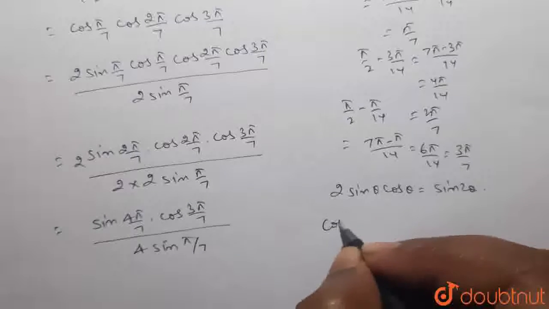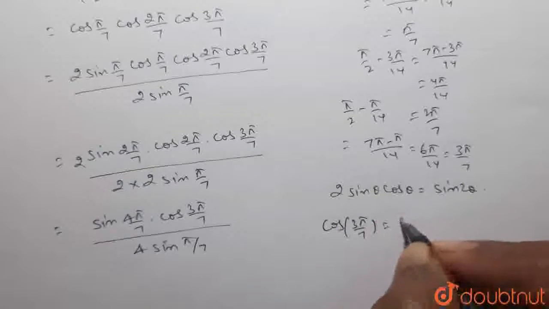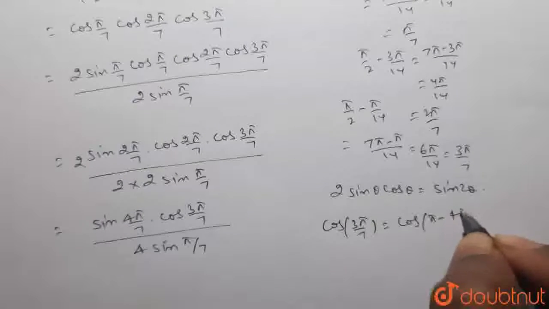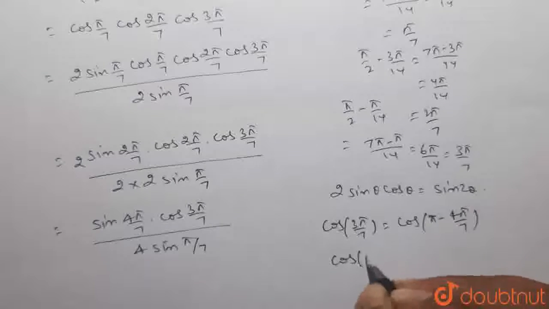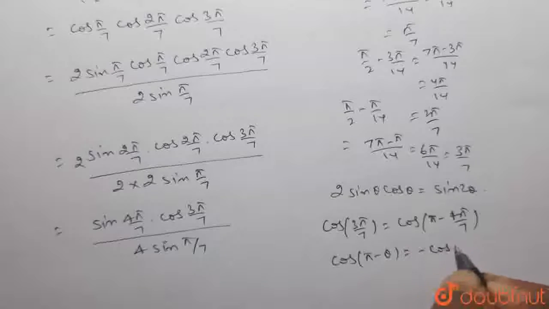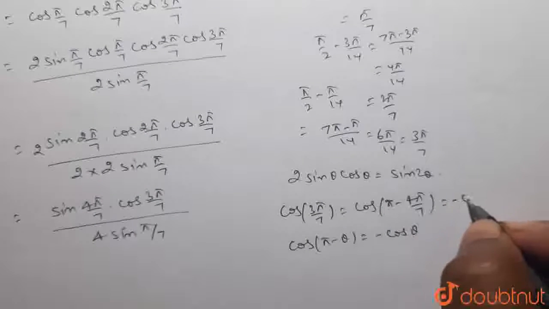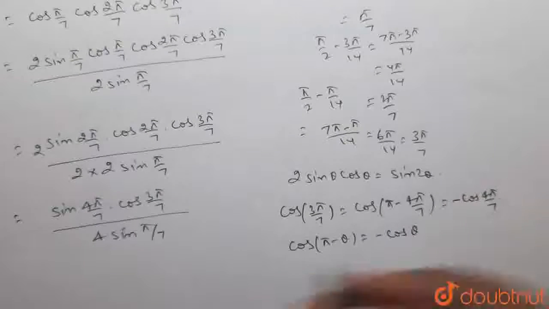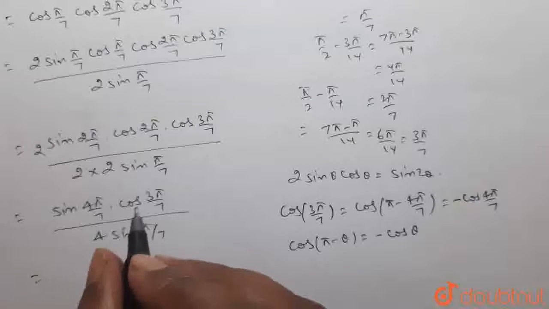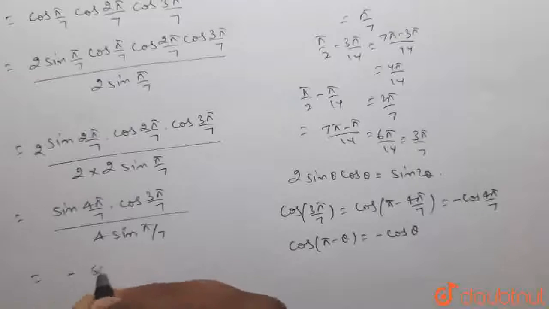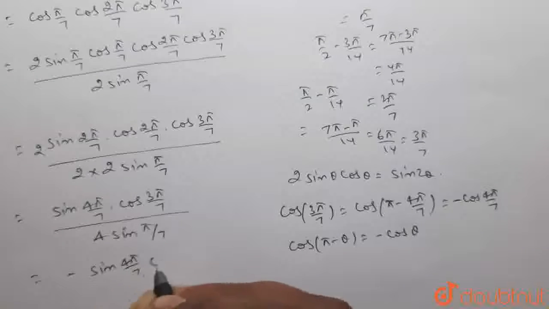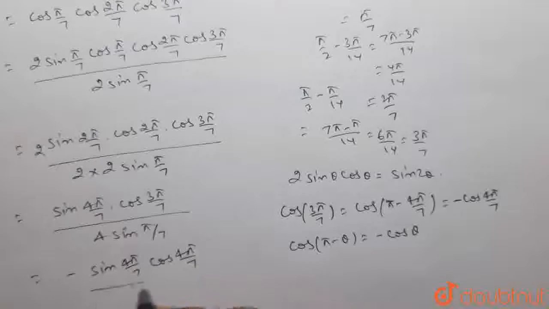Okay, now we can write cos 3 pi by 7 as cos of pi minus 4 pi by 7. Okay, now we know that cos pi minus theta equals minus cos theta. So cos pi minus 4 pi by 7 will be equal to minus cos 4 pi by 7. So this will be equal to, now in place of cos 3 pi by 7 we will write minus cos 4 pi by 7. So it will be minus sin 4 pi by 7 into cos 4 pi by 7 whole divided by 4 times sin pi by 7.